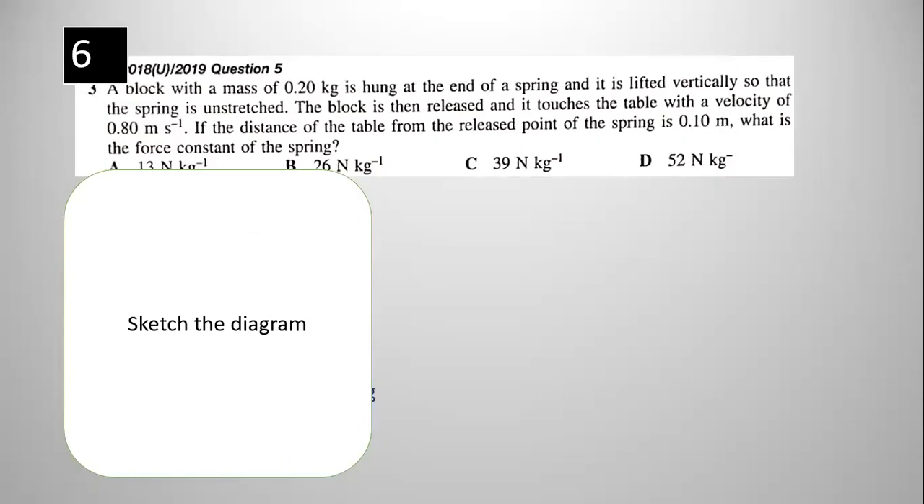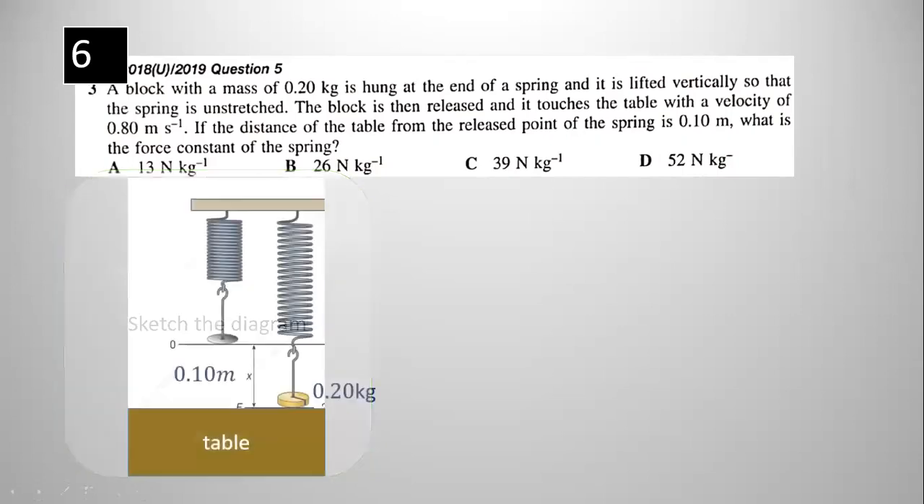A block of mass 0.2 kilogram is hung at the end of a spring and is lifted vertically so that the spring is unstretched. The block is then released and it touches the table with a velocity of 0.8 meter per second. If the distance of the table from the release point is 0.1 meter, what is the force constant of the spring?